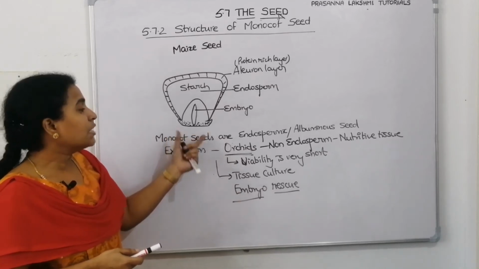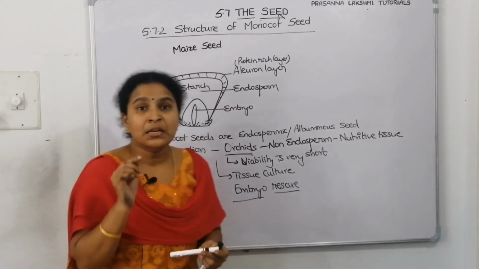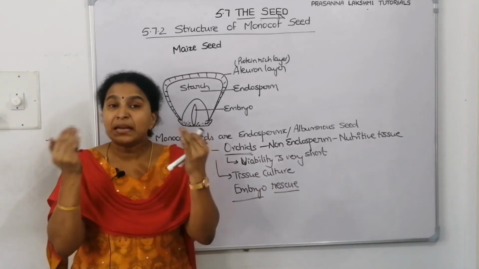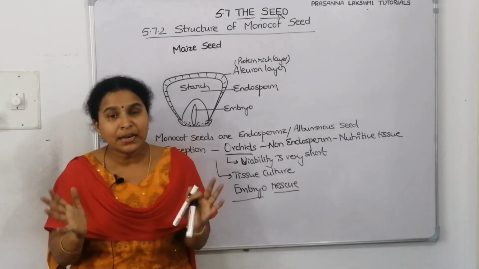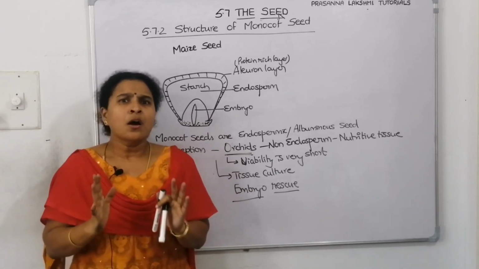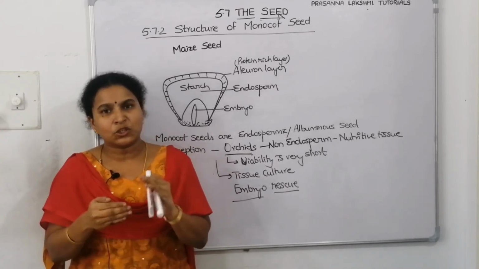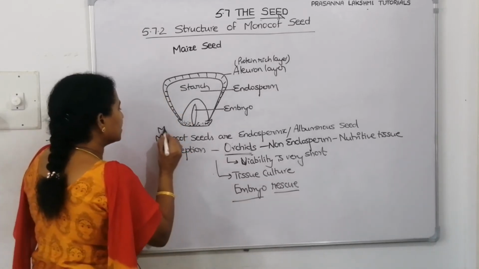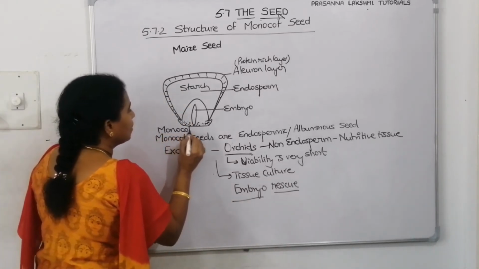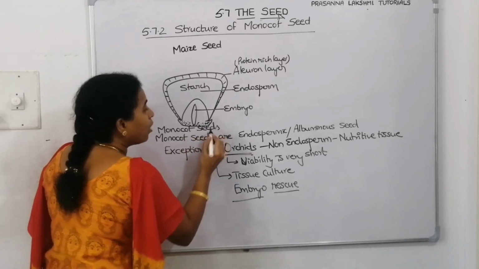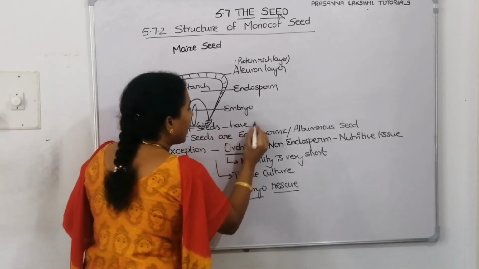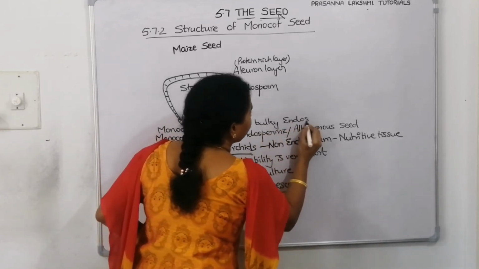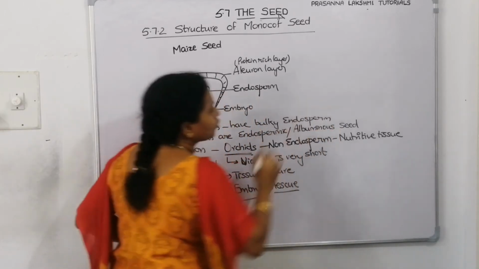Now, we have seen the maize seeds. Maize seeds are endospermic. That means the monocot seeds during their embryonic development, they will not completely consume the endosperm. They retain endosperm. They retain the nutritive tissue. How much nutritive tissue do they retain? Small or more? Bulky endosperm. So, monocot seeds have bulky endosperm. Too much of endosperm it has.